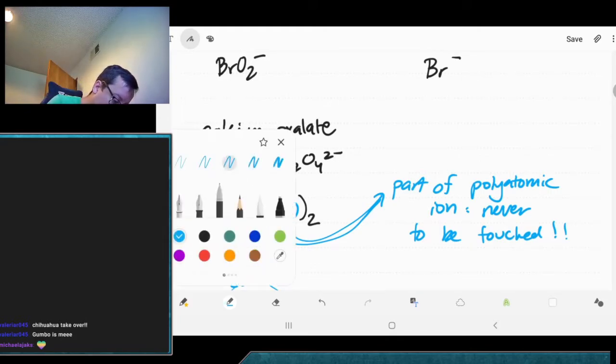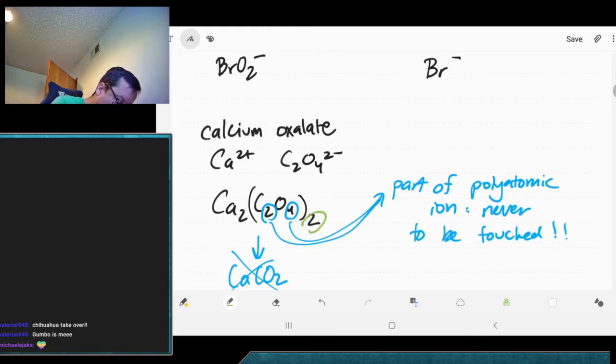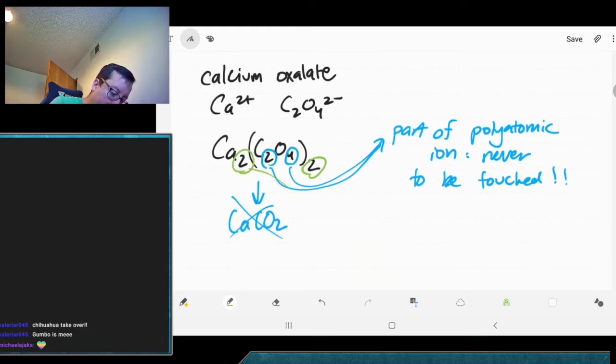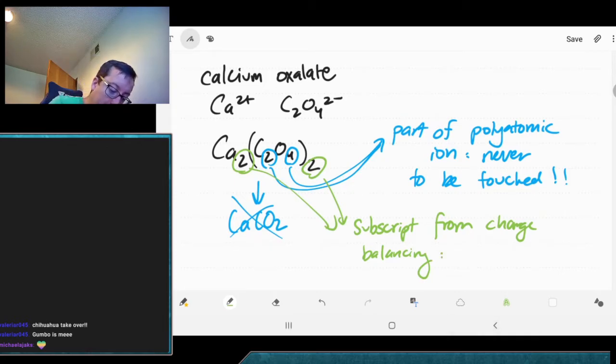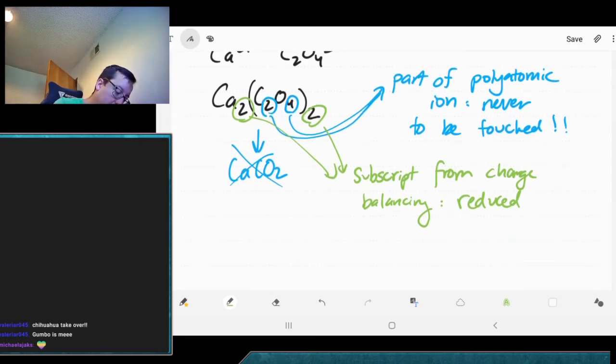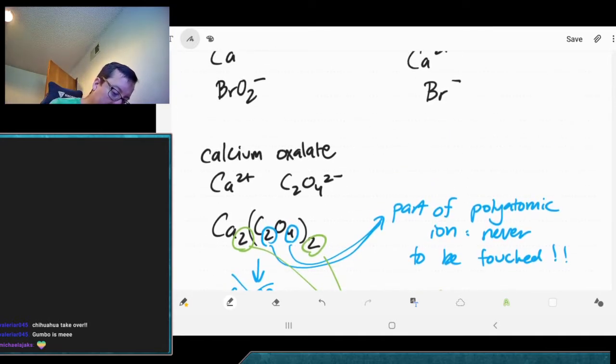But the ones in green are subscripts from charge balancing. Right? From crisscrossing. And those are to be reduced. So they're both 2. We'll divide both by 2. And so we end up with CaC2O4.